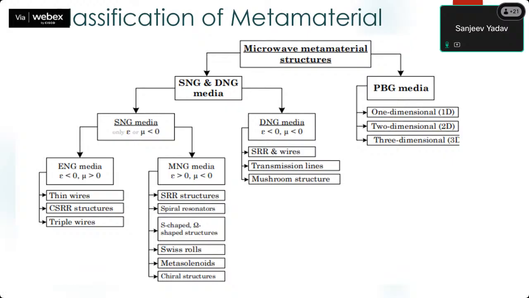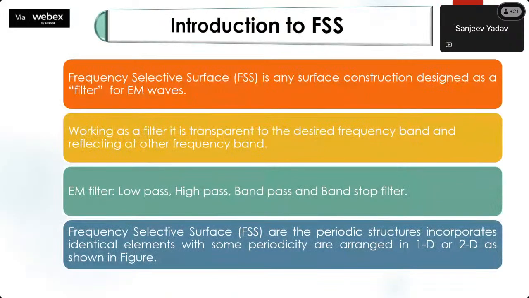Now we come to the frequency selective surface, which is one of the classifications of metamaterials. A frequency selective surface is a surface that is constructed and designed as a filter for EM waves. You all know that filters are basically low pass, high pass, band stop, all those filters. So it works as a filter and is transparent to the desired frequency band and reflecting at the other frequencies. Means for some frequencies they are transmitting and for some frequencies they are reflecting back.